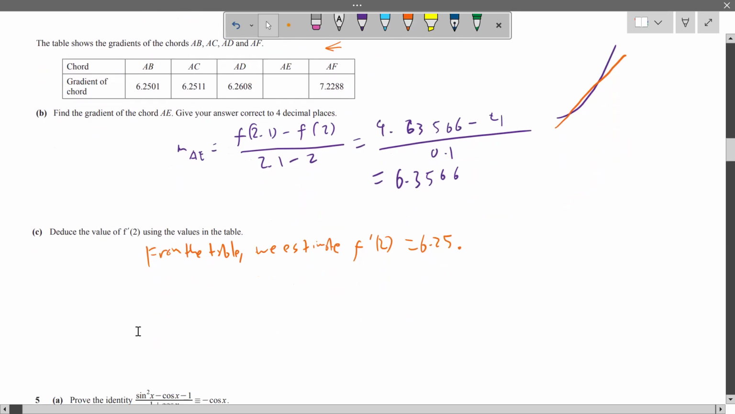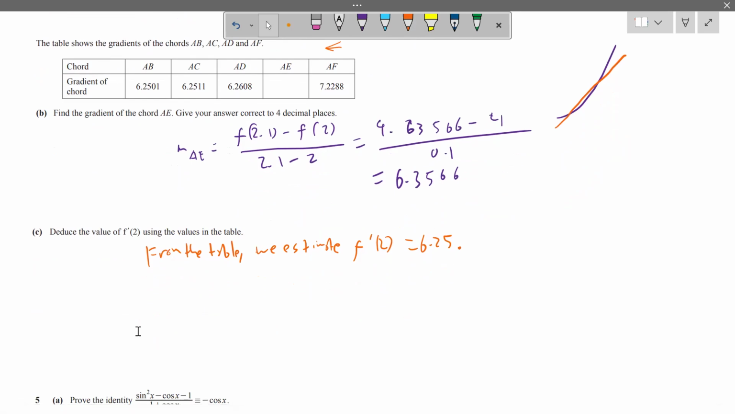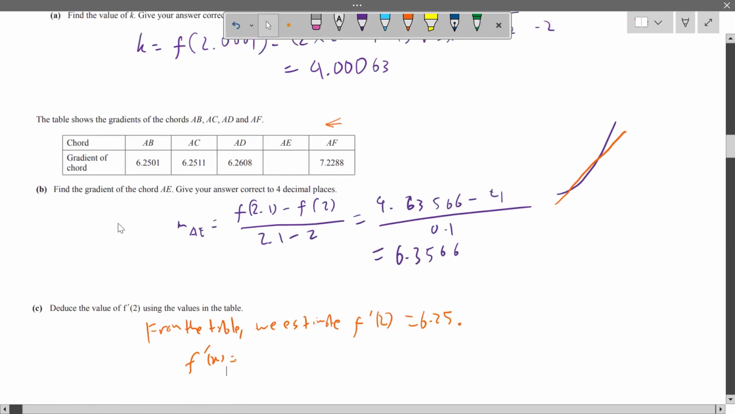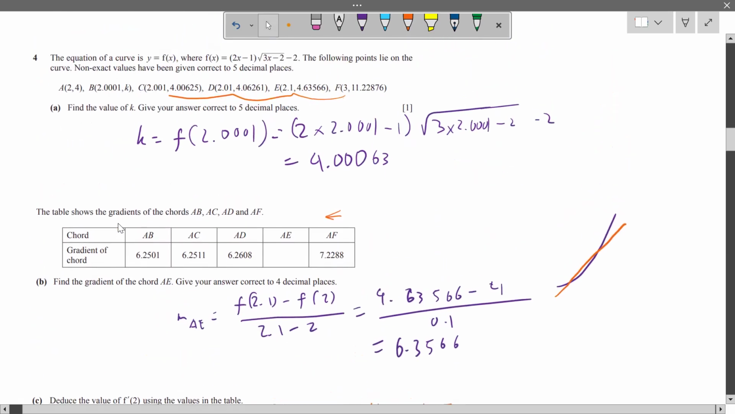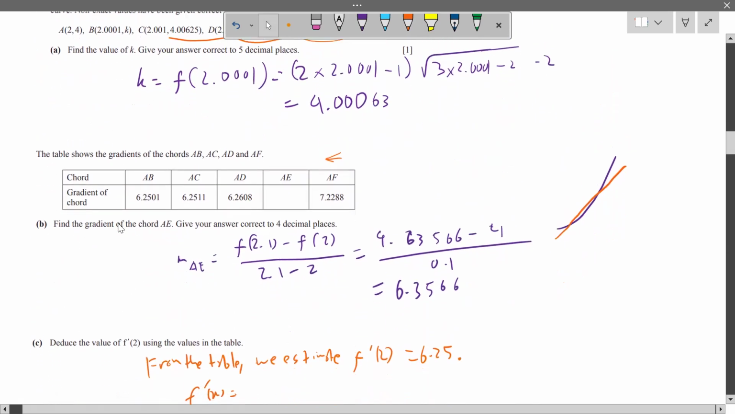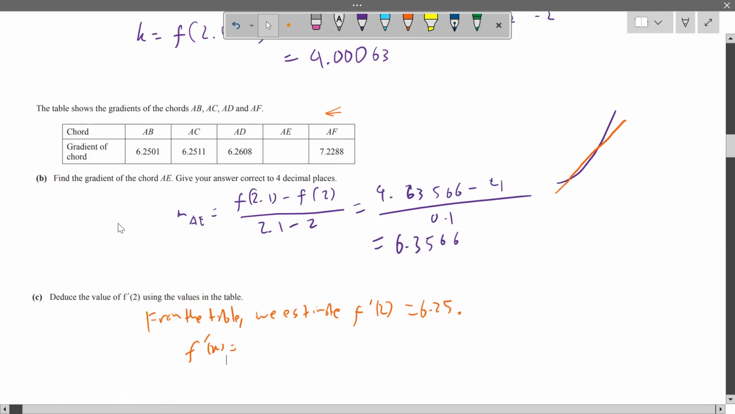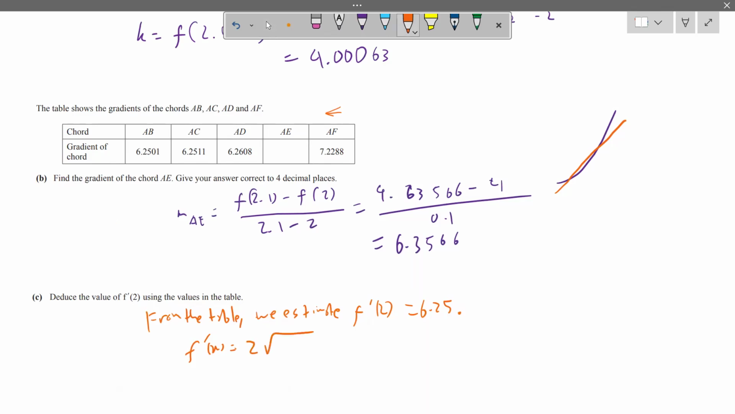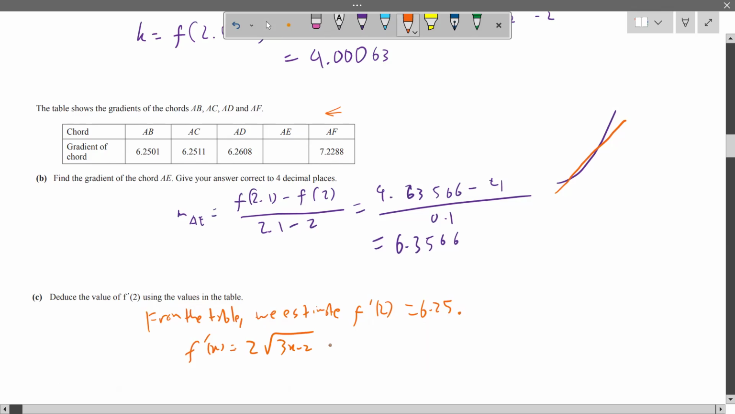You're not really expected to find this analytically, but in case you are in doubt, you can actually try to do this. If you were to do this analytically, f prime x would be, if you don't remember the function, 2x minus 1 square root of 3x minus 2 minus 2. Okay, so f prime x is 2 square root 3x minus 2 plus 1 half.